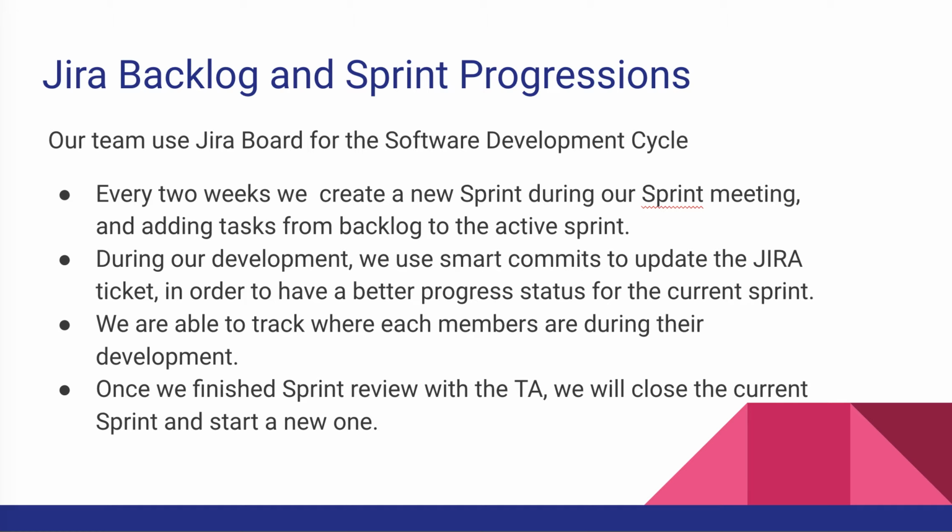Our team uses a Jira board for the software development cycle. Every 2 weeks, we create a new sprint during our sprint meeting, and we add tasks from the backlog to the active sprint. During our development, we use smart commits to update the Jira ticket in order to have a better progress status for the current sprint. We are also able to track where each member is during the development on the Jira board. Once we finish the sprint review with the TA, we will close the current sprint and start a new one.